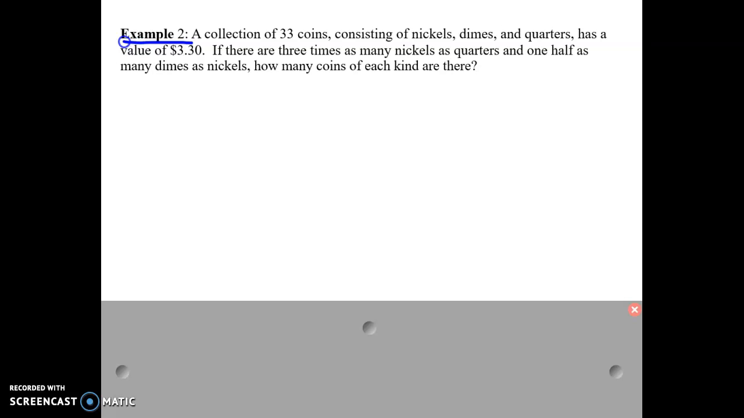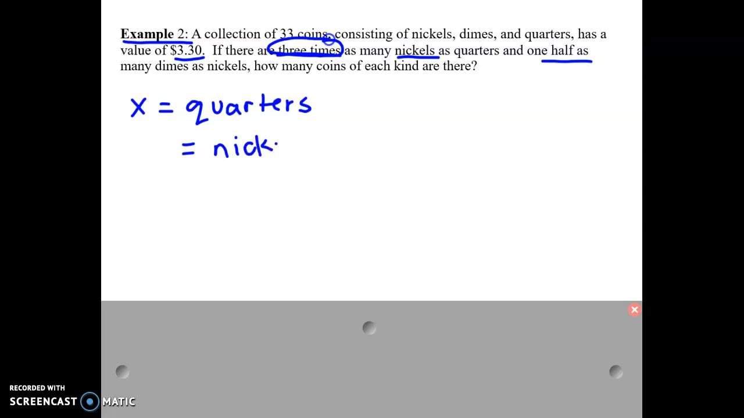Here we have a collection of 33 coins consisting of nickels, dimes, and quarters. It has a total value of $3.30. There are 3 times as many nickels as quarters and half as many dimes as nickels. How many coins of each kind are there? Okay, so let's say that x is quarters. But then if there's 3 times as many nickels as quarters, how would we represent nickels? There's 3 times as many nickels as quarters. So we could say then for nickels that it's 3 times x, so 3 times the amount of quarters.